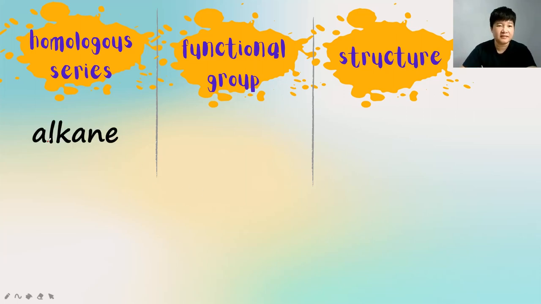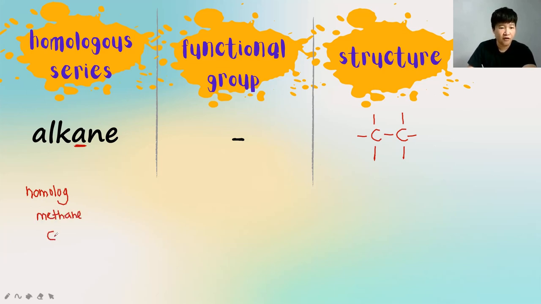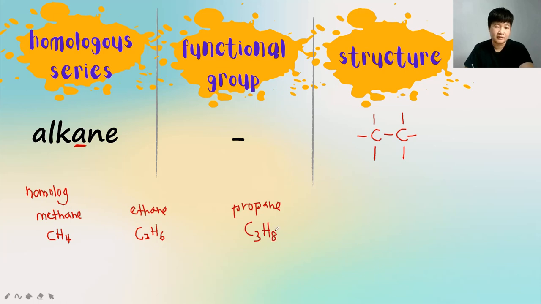The first one, the simplest, is the homologous series of alkane. That is your carbon-carbon single bond, but we don't take carbon-carbon single bond as a functional group. So there is no functional group over here. The structure is as simple as carbon single bonds, and everybody knows that the carbon must hold four bonds. The homologs for this homologous series will be, for example, methane, your CH4, your ethane, C2H6, then you can have your propane, C3H8.